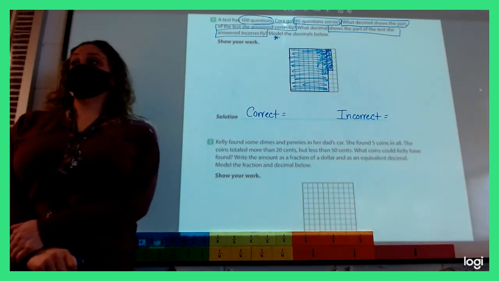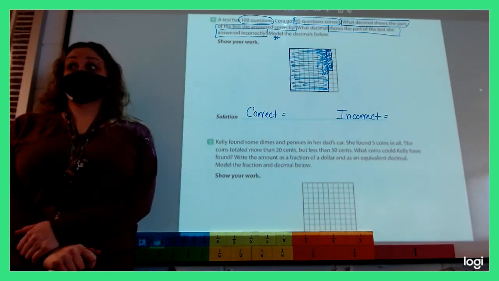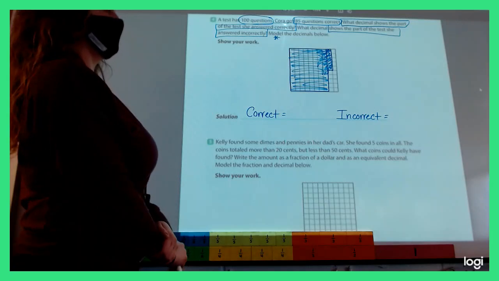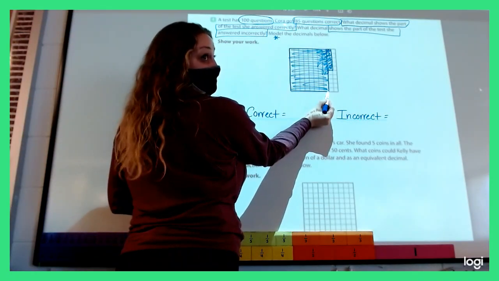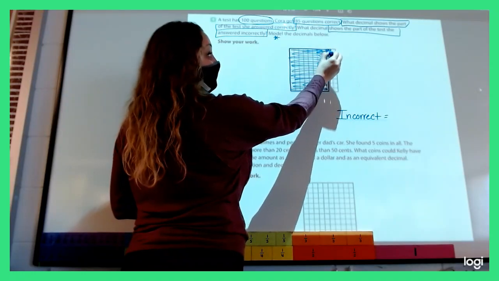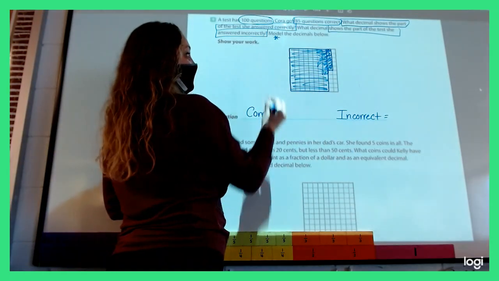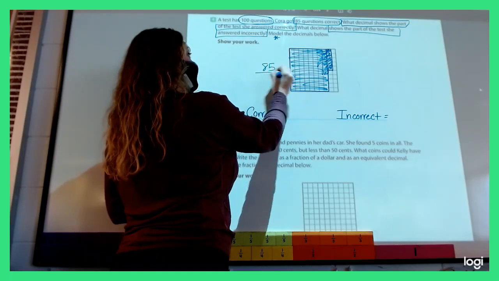So who wants to take a stab? What decimal shows the correct part of the test? Why did you shade in 4 more? Well, she got 85 right. So I shaded 8 full columns to make 80, and then I needed 5 more, right? So I have 85. So I know my fraction is going to look like this for the correct side.